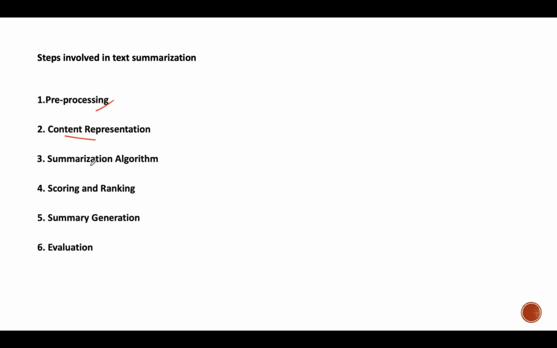And third step is summary algorithm. So we can use either of the two methods, like extractive or abstractive approach selection based on requirements and constraints. And extracting important sentences or generating summary sentences based on algorithm's output.